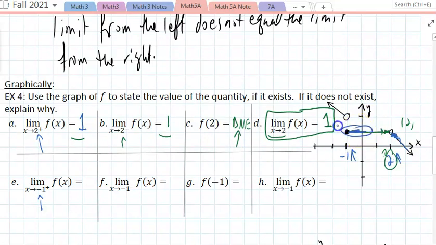The y value is 1. The limit as x approaches -1 from the left. If I come from the left, the y value is 2. What is f of negative 1?